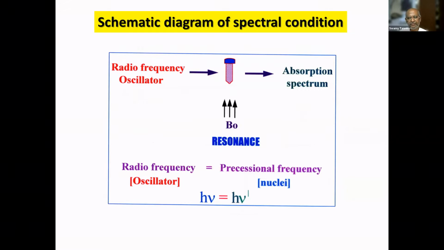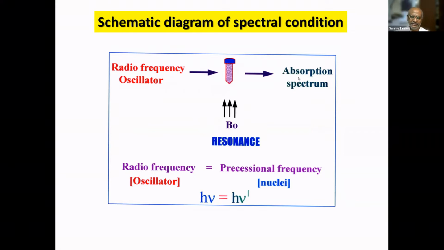Now, this is a schematic representation. For example, if you have an NMR tube, which is shown like this, put under the magnetic field represented as B0, you can see the orientation of the tube versus the magnetic field axis. Then use a radio frequency oscillator. When the radio frequency oscillator hits the sample, resonance takes place. You get an absorption spectrum, which is nothing but the chemical shift versus the intensity. So it is a 1D plot, x-axis chemical shift, y-axis intensity.